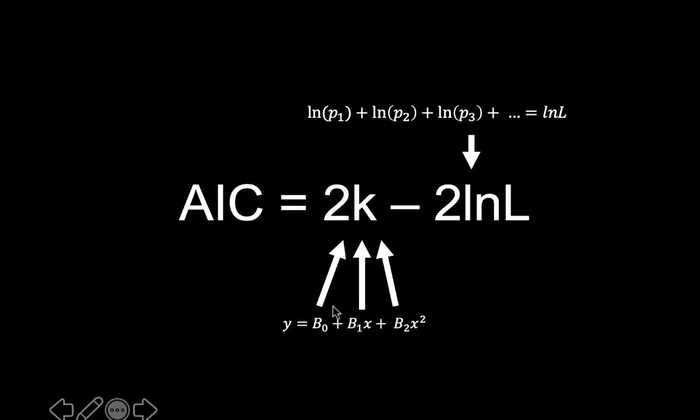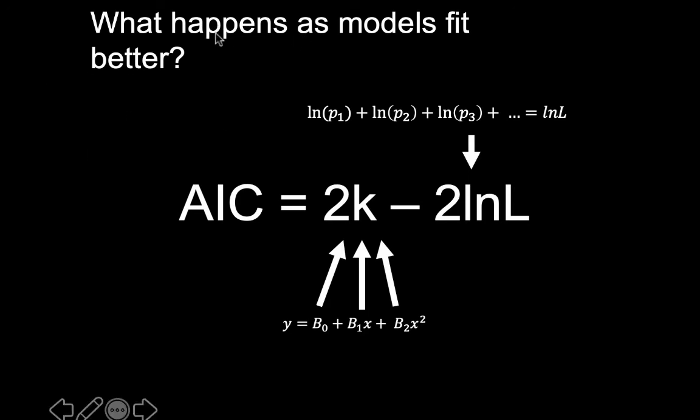So it's worth sitting down and having a look at this for a second and thinking about, okay, what happens? We're controlling our model fit. We're controlling our model's number of parameters. So just look at this equation and think, what happens as this model fits better? Well, if the model fits better, all these likelihoods, or at least some of these likelihoods, will go up, which means this log likelihood will go up, which means that this 2 log likelihood will go up. But we've got a minus sign here. So as this gets bigger, as our model fits better, our AIC goes down.